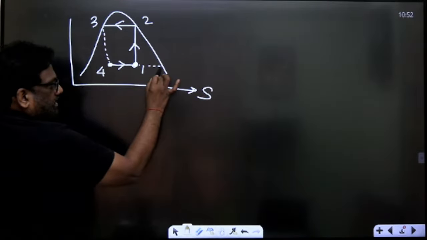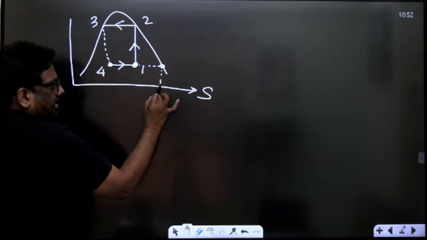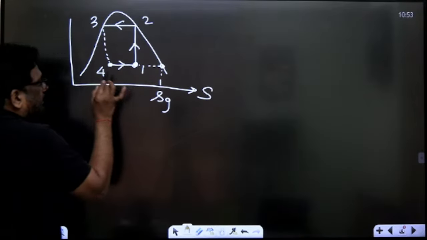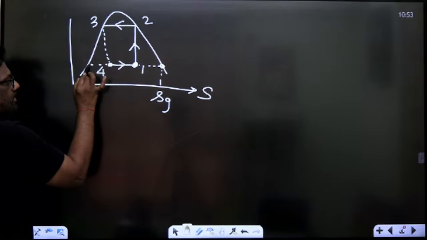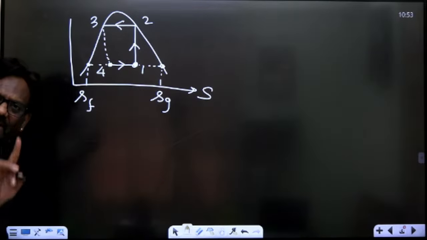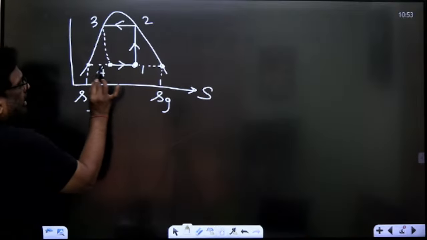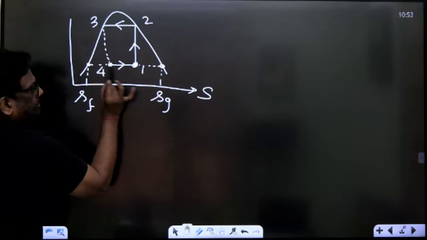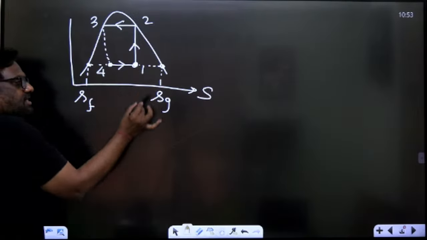Let's take entropy here. This entropy we call Sg, where g means saturated vapor, and this entropy we call Sf. In your table, when the table is given, it will give you the lower temperature, also known as the evaporator temperature. At this temperature, Sf and Sg will be given.